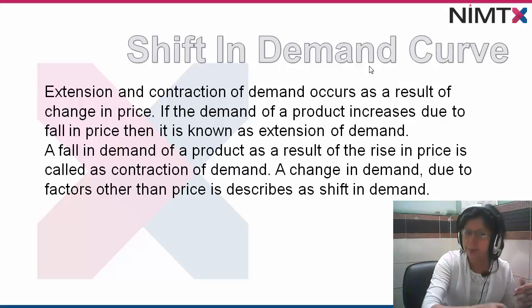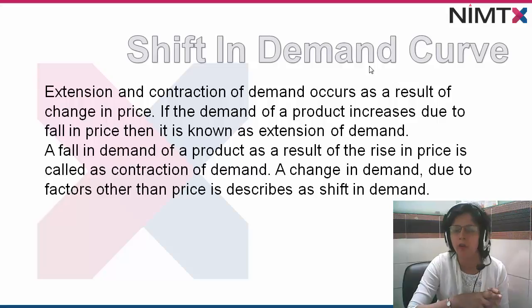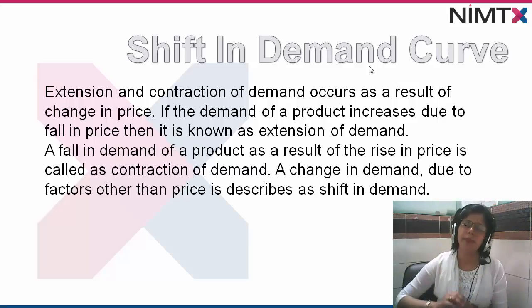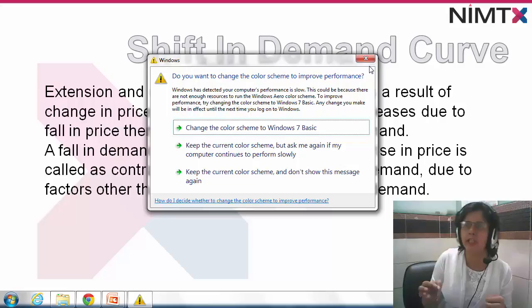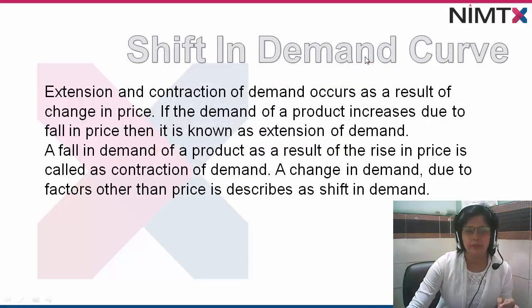The second part is a fall in demand of a product as a result of a rise in price, which is called contraction. When the price increases, we call it contraction, and when the price decreases, it is called extension.